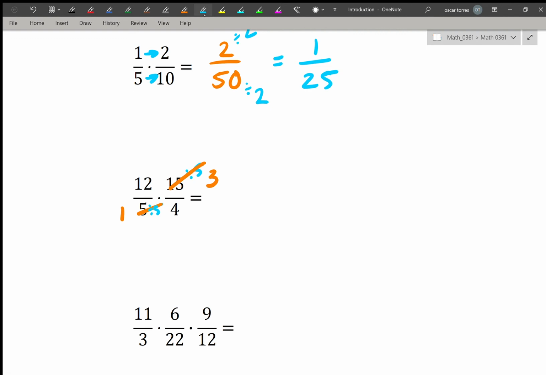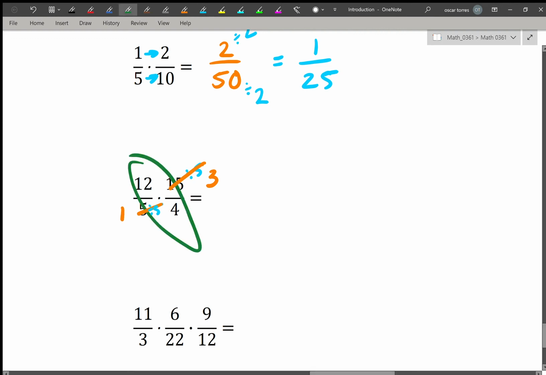We can also do the same thing with this other diagonal. So if we were to look at the 4 and the 12, we can simplify them. And to do that, we figure out what number goes into both 12 and 4. Well, we can divide 12 by 4 and 4 by 4 as well. 12 divided by 4, that would give us a 3. And then 4 divided by 4, that would give us a 1.